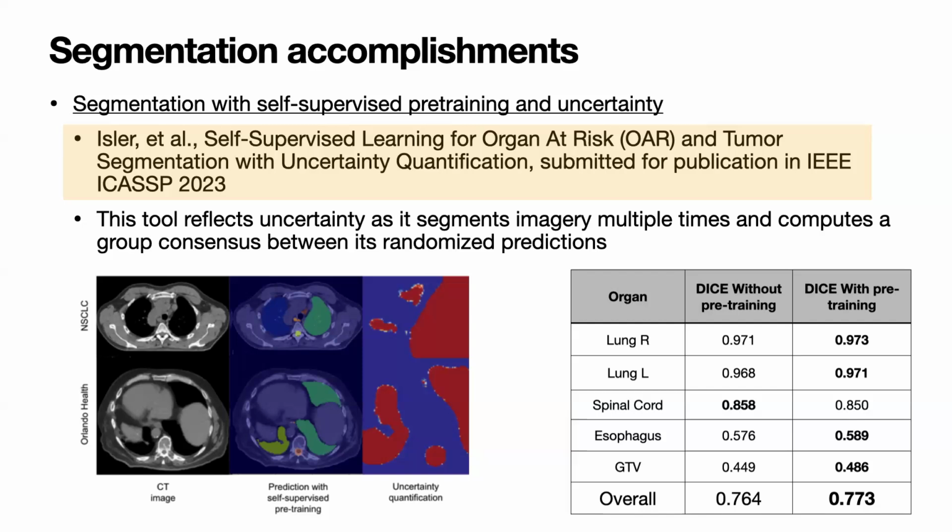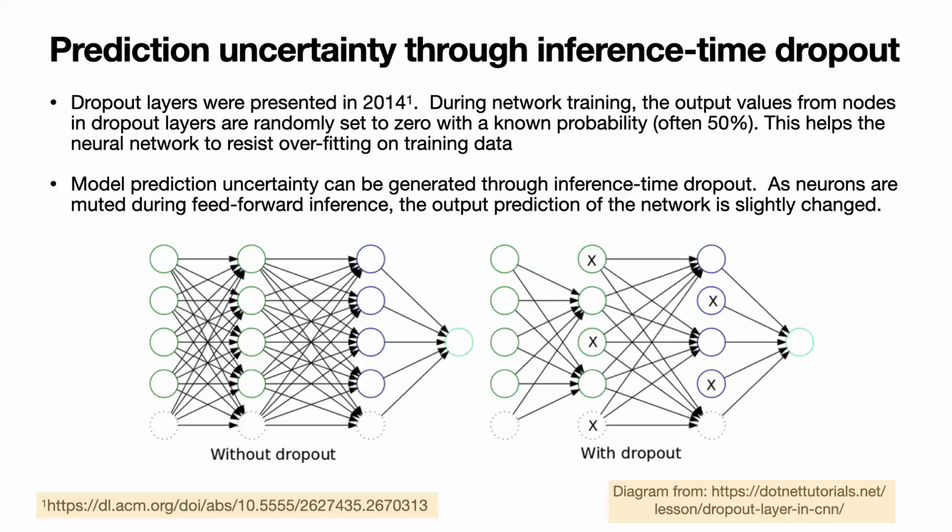And uncertainty was important to our radiation oncologist because you never know exactly what the boundaries of organs are, particularly here. So we wanted the model itself to be able to show us the regions of uncertainty. And uncertainty is done in models using dropout layers.